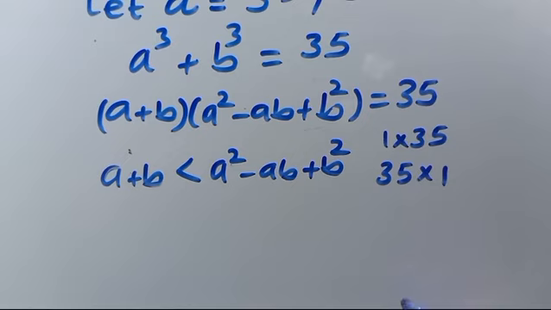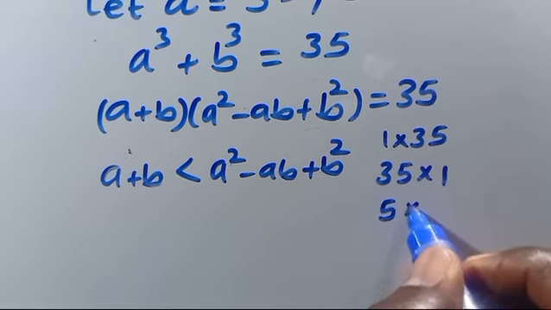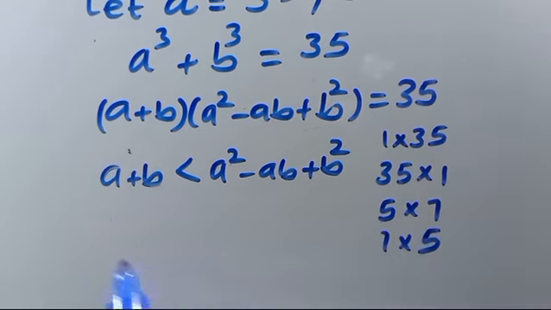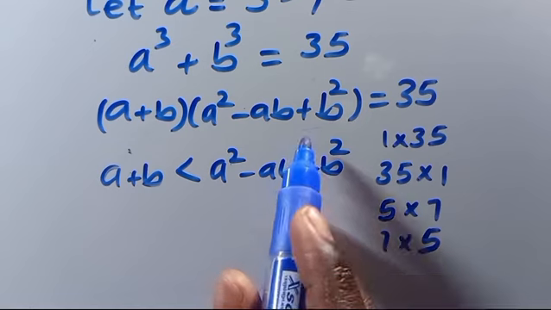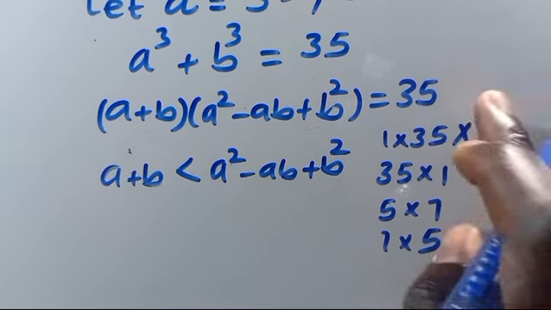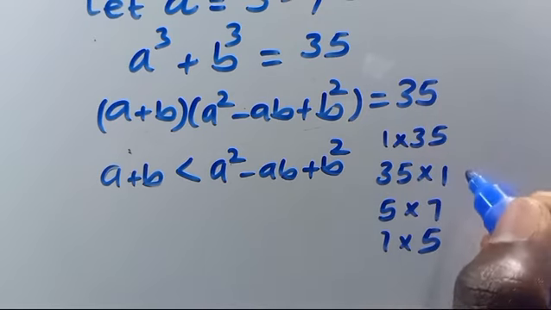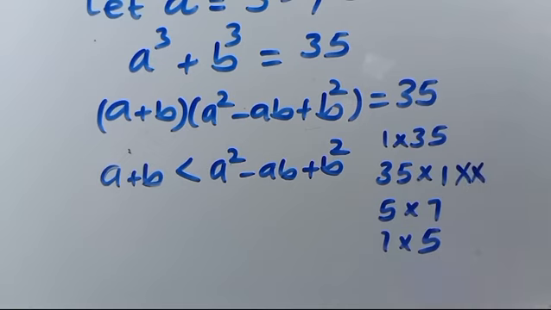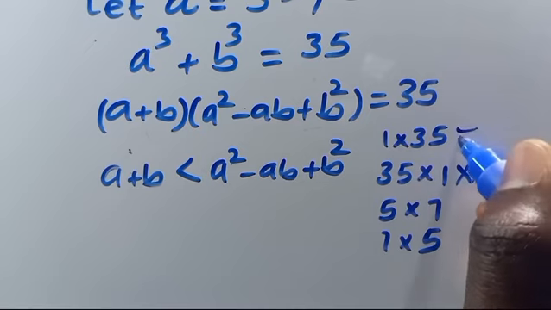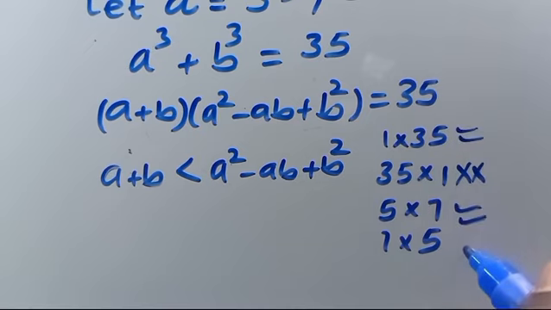Also, we can have 5 times 7, or 7 times 5. Now, with this condition, we will discover that this side must be less than this side. So we are not going to allow this. We are going to allow this. So we are going to cancel this one because this side is greater than this side. Now again, we are going to allow this, then we are not going to allow this.